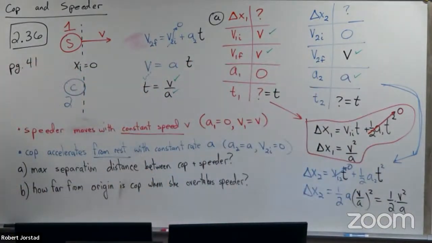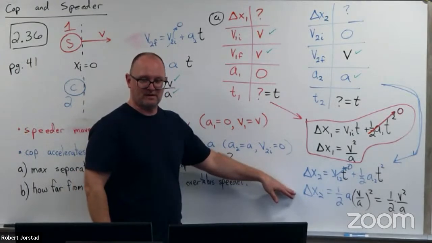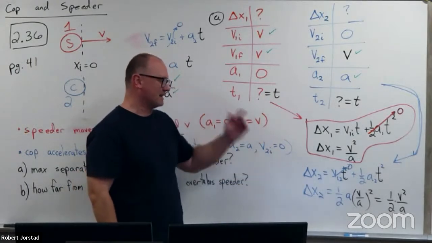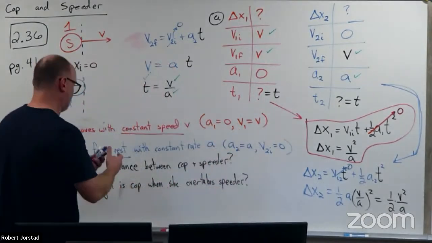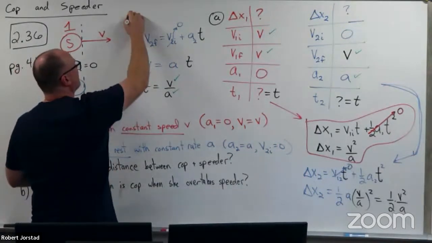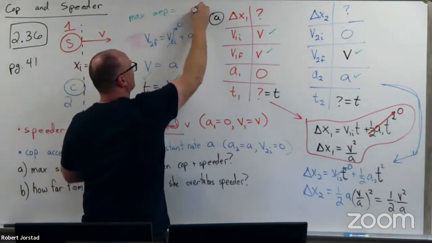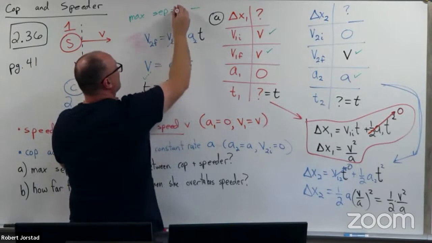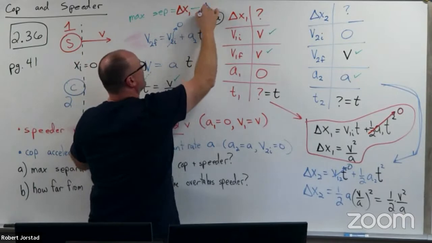Now, in this particular case, we're not done yet. I want the maximum separation distance. Well, that distance should be the bigger one minus the smaller one. It just so happens when you do this, in this one case, the bigger one minus the smaller one, where am I going to put this? I'm going to put it right here. Max sep equals, in this case, the bigger one, delta x1, minus the smaller one, delta x2.